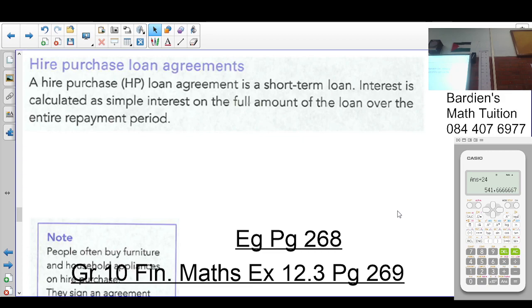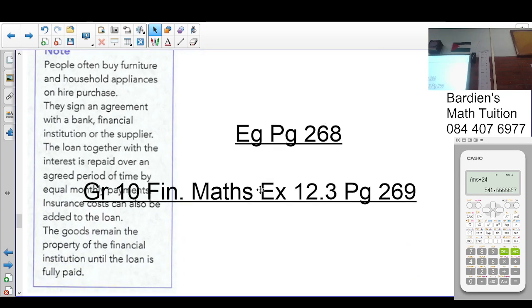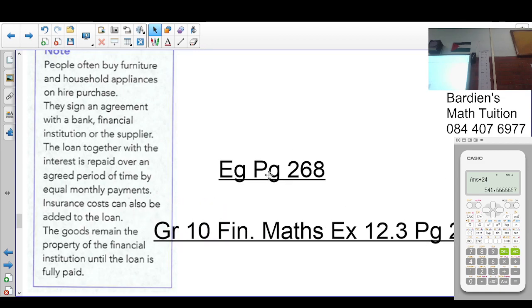Yes, Islamic banking. So the hire purchase HP loan agreement is a short-term loan. Interest is calculated as simple interest on the full amount of the loan over the entire payment period. Something to note at this point: people often buy furniture and household appliances on hire purchase. They sign an agreement with a bank, financial institution, or the supplier. The loan, together with the interest, is repaid over an agreed period of time by equal monthly payments. Insurance costs can also be added to the loan. Now, the insurance cost is only added at the end of your calculation.